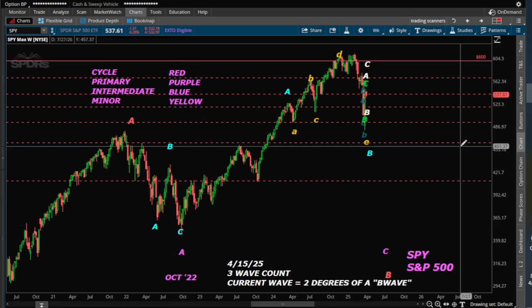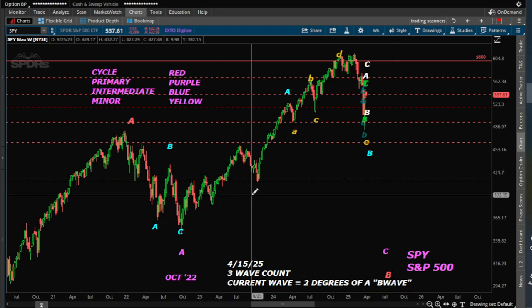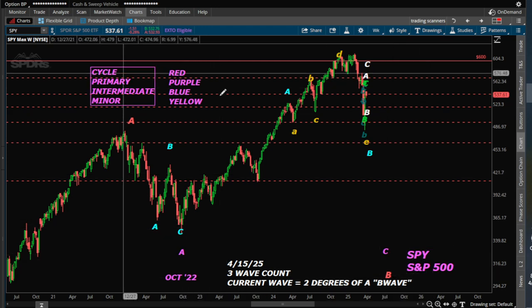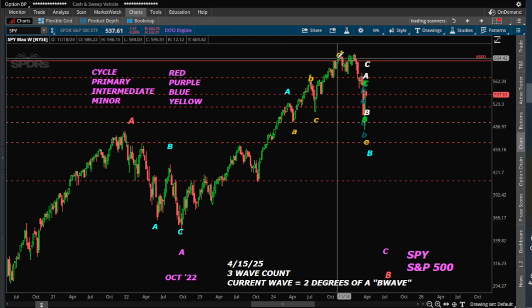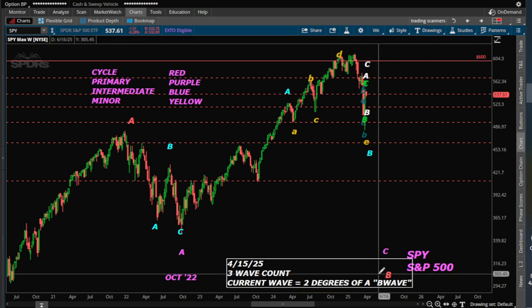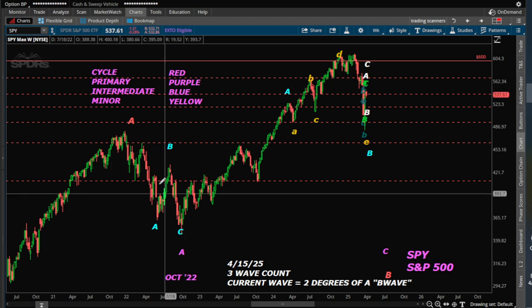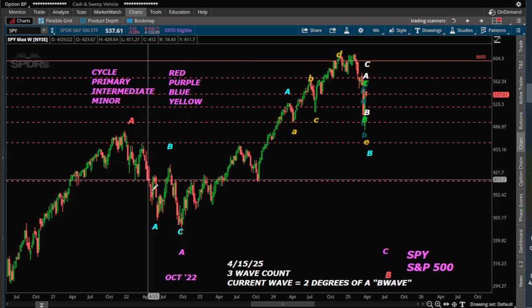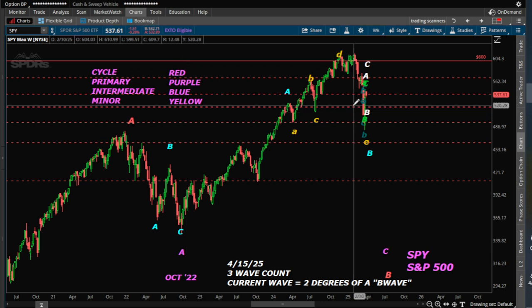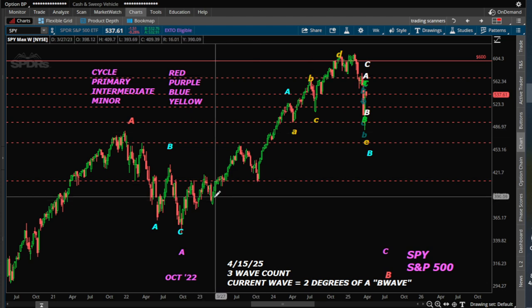So this is my first count. This would be an expanding flat move for this cycle degree B. So it would be an A, a higher B, and a lower C. Our internals, in blue, we have an A, B, C. So 3 moves here. This was like a double zigzag, so it was a little extended. And I know the time frame is a little bit bigger on this move, but this is what I have.